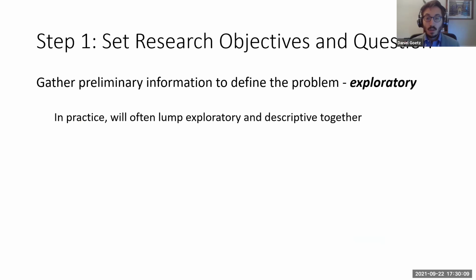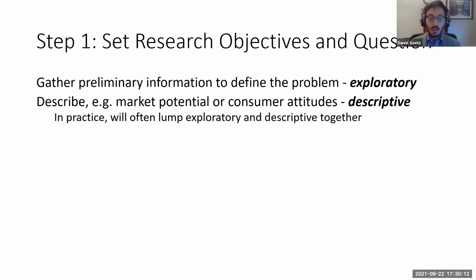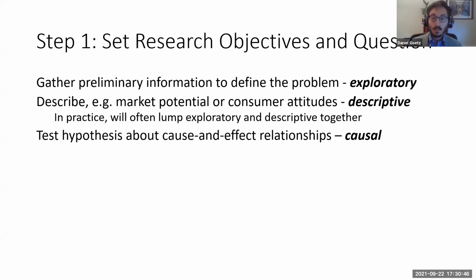So our first step is to set research objectives. There are a few different kinds of research objectives. Exploratory is if we're just gathering preliminary information to define the problem. Descriptive is if we want to describe, say, market potential or customer attitudes. Basically, if we want to describe what our customers look like, or what our customers value in our product. And the last type is a causal research objective, where we want to test some hypothesis about a cause and effect relationship.